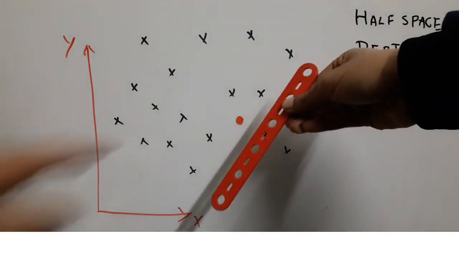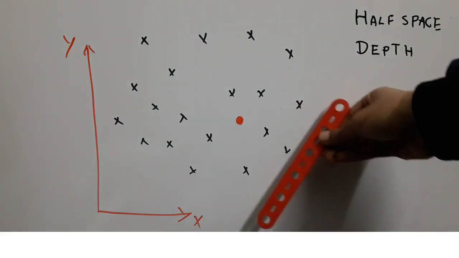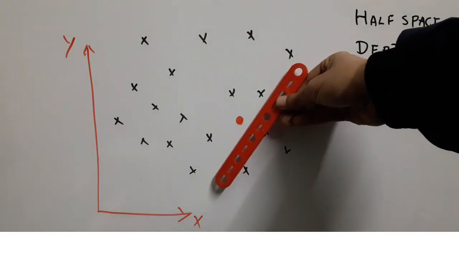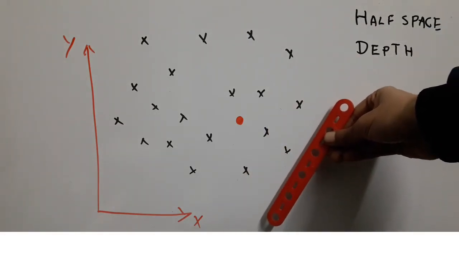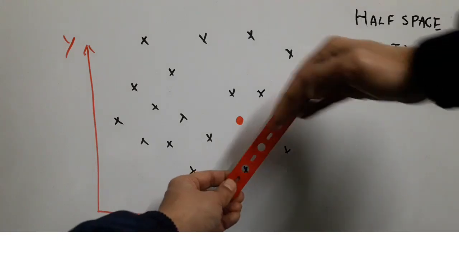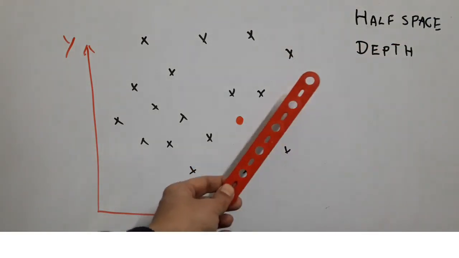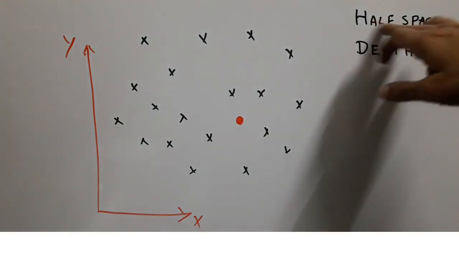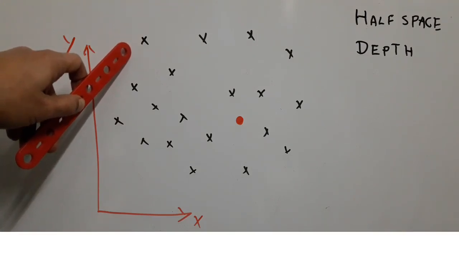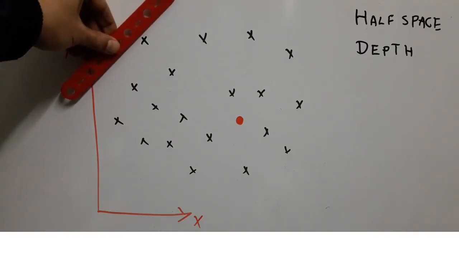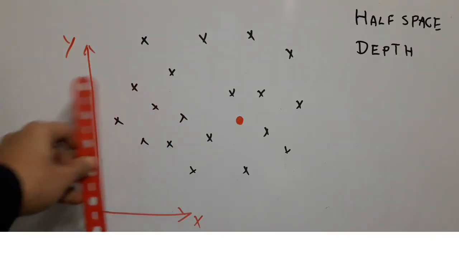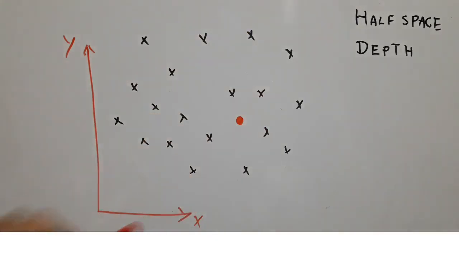I am drawing a line, and I want to see, as the line enters my data cloud and passes through that point, how many points of my data set it has to cross. So it is as if half of the space is on this side and half of the space is on that side, hence the term half space depth. For example, the half space depth of this is the least because this is on the periphery. Similarly, the half space depth of this is smaller, but the half space depth of this is more because this is deeper inside the data cloud.